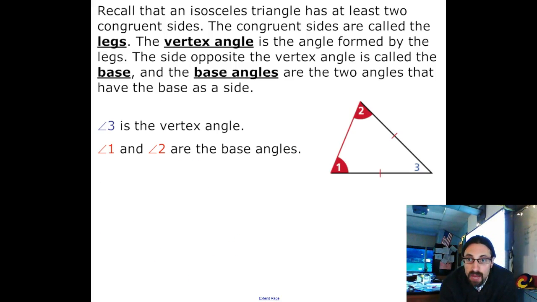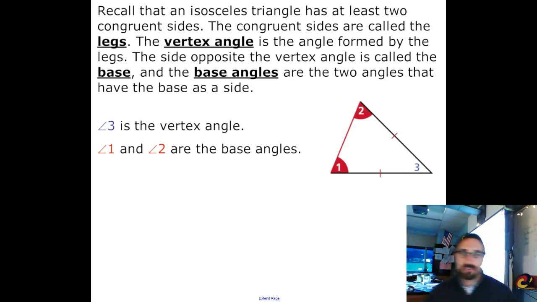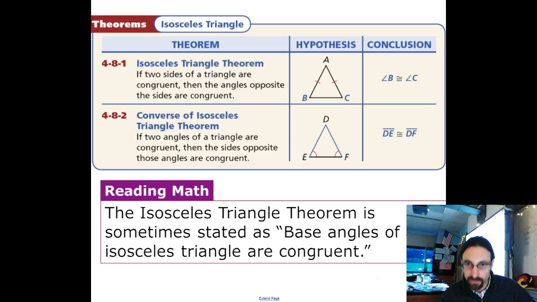Okay, so now we're going to move on to isosceles triangles and equilateral triangles. An isosceles triangle has at least two congruent sides. It could have three, and that would make it equilateral. The vertex angle, of course, is the top, and it's formed by legs. So these are legs. The base is the bottom opposite the vertex angle, and these are called base angles. So 1 and 2 are base angles, 3 is the vertex angle.